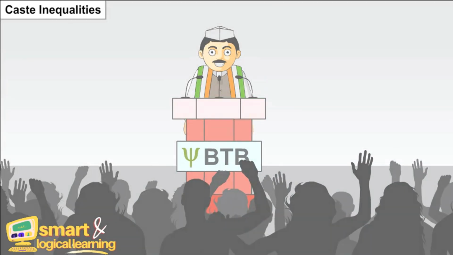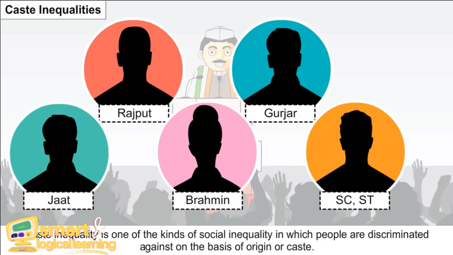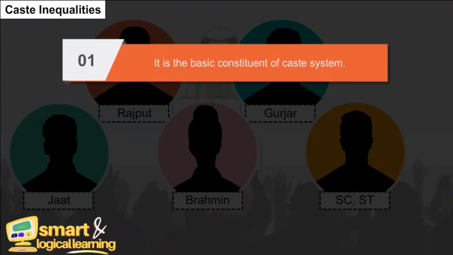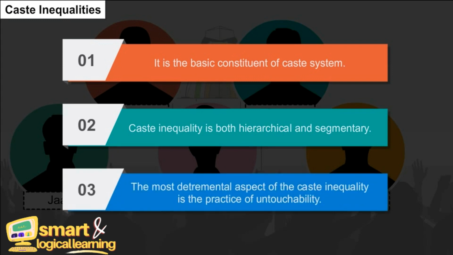Caste inequalities. Caste inequality is one of the kinds of social inequality in which people are discriminated against on the basis of origin or caste. It is the basic constituent of the caste system. Caste inequality is both hierarchical and segmentary. The most detrimental aspect of caste inequality is the practice of untouchability.